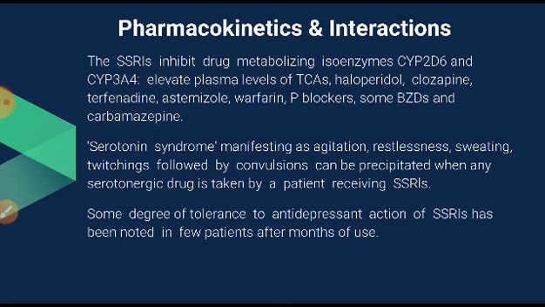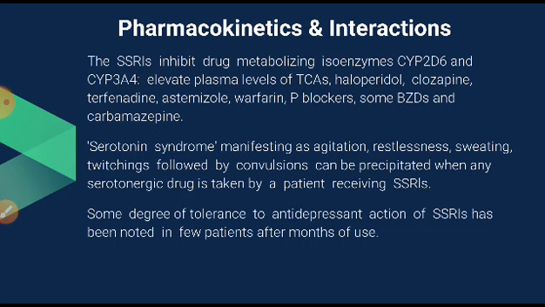So they elevate the plasma level of TCAs, haloperidol, clozapine, terfenadine, astemizole, warfarin, beta blockers, some benzodiazepines and carbamazepine. Serotonin syndrome manifesting as agitation, restlessness, sweating, twitching followed by convulsions can be precipitated when any serotonergic drug is taken by a patient who is receiving SSRIs.